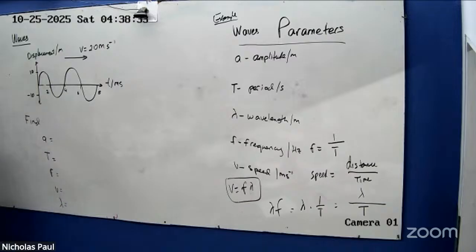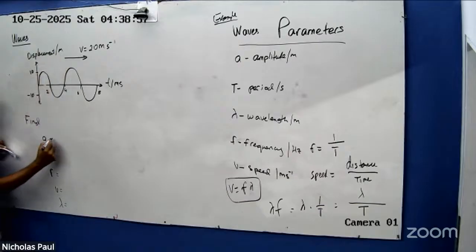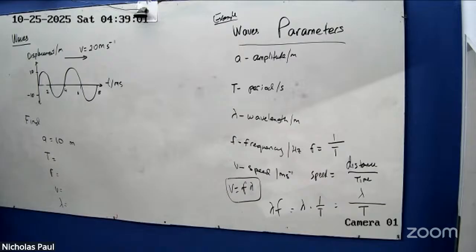All right, let's go. Let us start with Post Malone. What is the amplitude? Look at the graph. What is the amplitude? 10 what? I gave you a unit, 10 meters. Number 2, Tiana, what's the period?